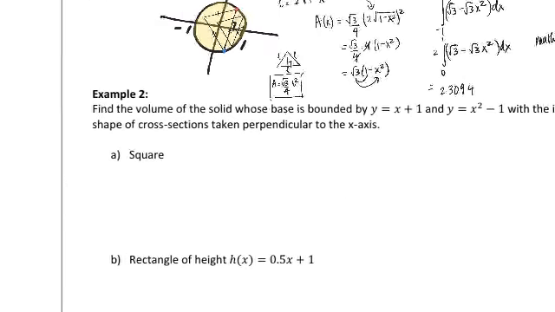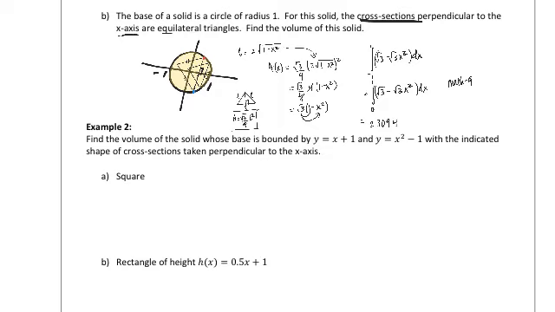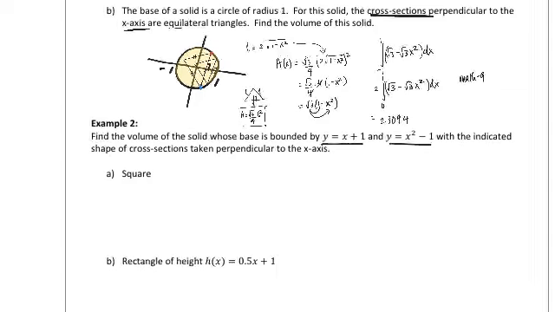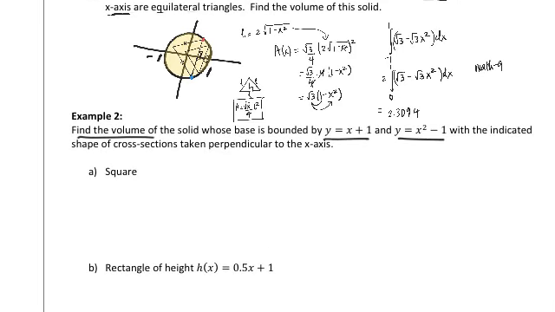Okay, the next several problems are similar, except that the base is just defined by 2 equations, x plus 1 and x squared minus 1. And the question is worded like this: find the volume of the solid whose base is bounded by y equal to x plus 1 and x squared minus 1, with the indicated shape of cross sections taken perpendicular to the x-axis.